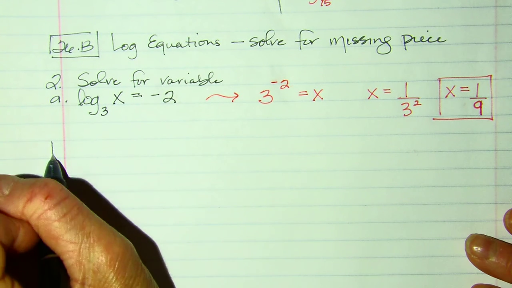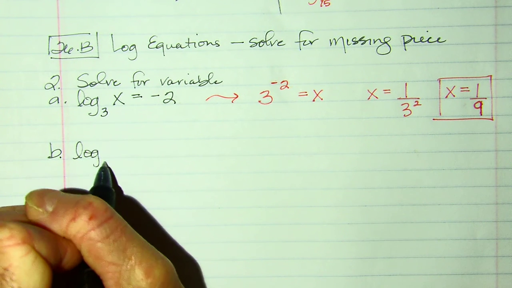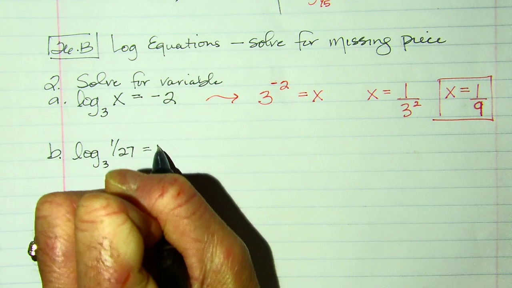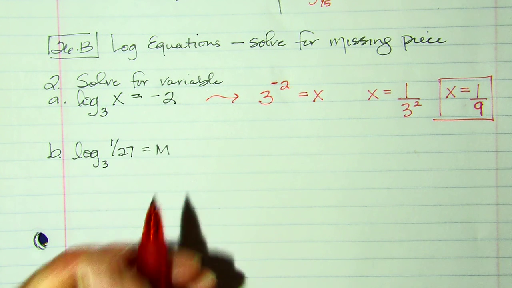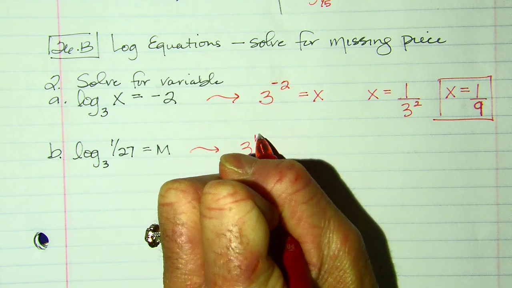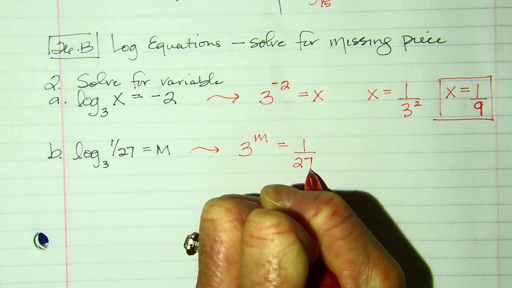So part B, solve for log base 3 of 1/27 equals m. So the way I'm going to solve this, again, is writing it in its opposite form. So if this is a log, I'm going to write it as exponential. So that would be 3 to the m equals 1 over 27.